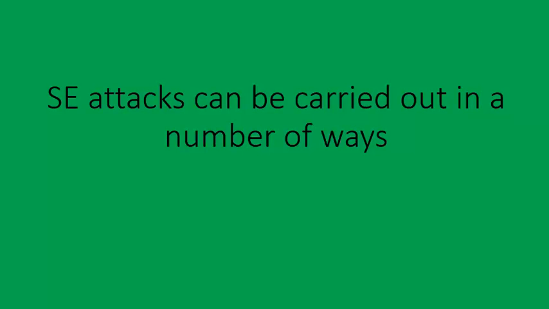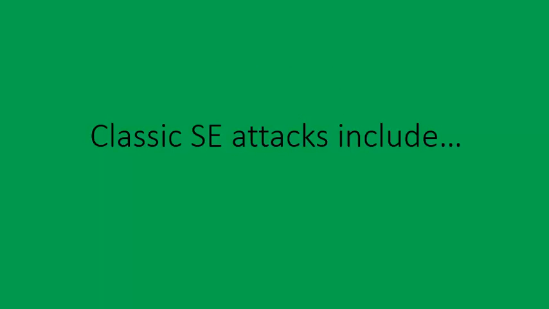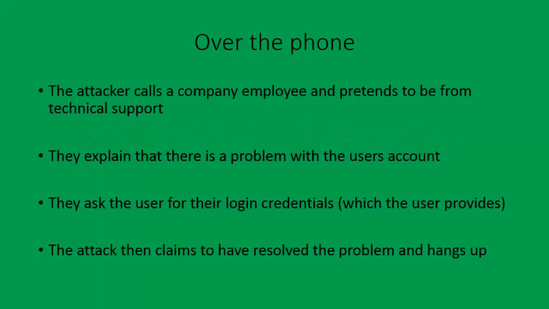Social engineering attacks can be carried out in a number of ways: in person, on the phone, by email. Classic social engineering attacks include, over the phone: the attacker calls a company employee and pretends to be from technical support. They explain there's a problem with the user's account. They ask the user for their login credentials, which unfortunately the user provides. The attacker then claims to have resolved the problem and hangs up.